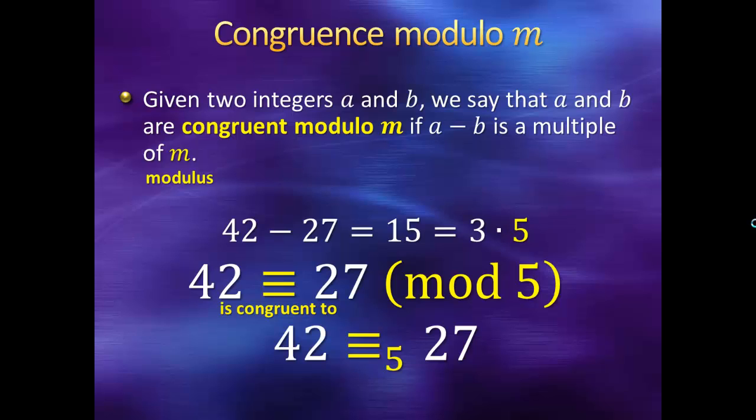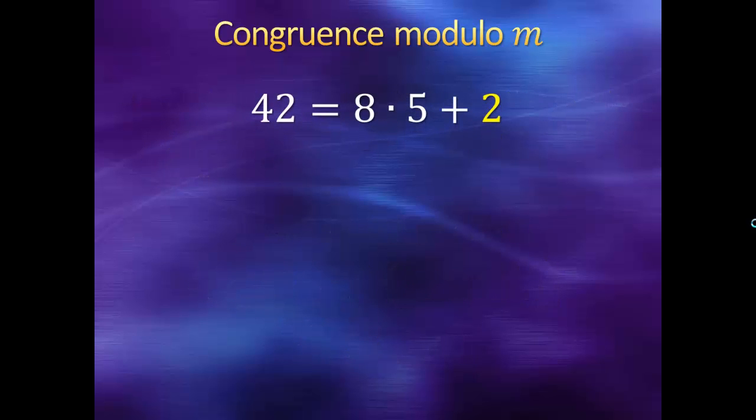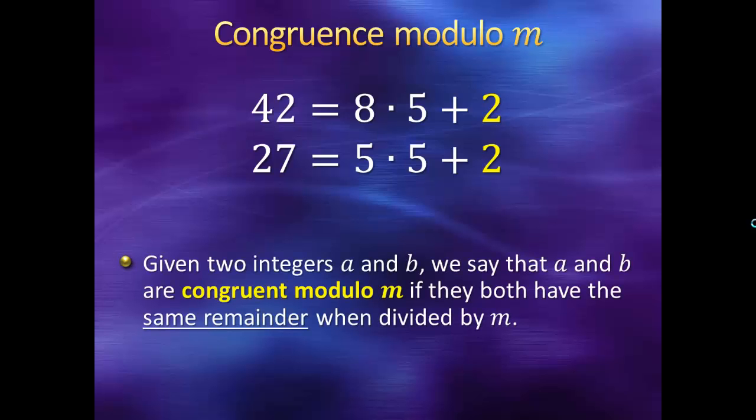Well, look at what happens if we use Euclidean division to divide each number by our modulus. 42 divided by 5 is 8, with a remainder of 2. And 27 divided by 5 is 5, also with a remainder of 2. So we can alternatively say that two integers are congruent modulo m if they both give the same remainder when divided by m.